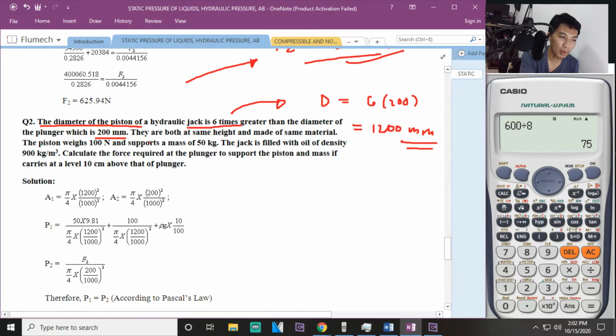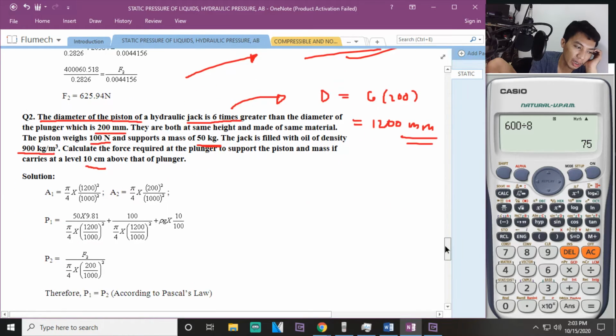They are both at the same height and made of the same material. The piston weighs 100 newton and supports a mass of 50 kilogram. The jack is filled with oil of given density. Calculate the force required for the plunger to support the piston and mass if it carries a level of 10 cm above that of the plunger. Okay, pareho lang ng ginawa natin kanina.